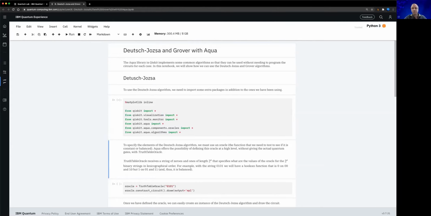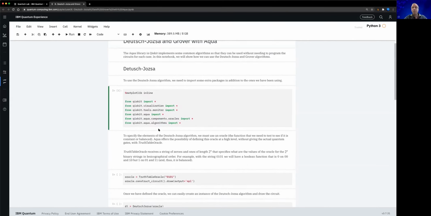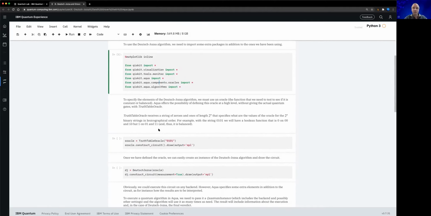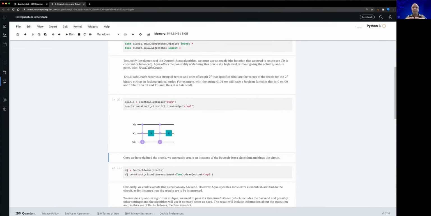And as always, I need to do some imports. You see here that now I'm including some functions, some procedures from Qiskit Aqua. Okay, and this is where we are going to have these algorithms and these circuits already programmed. And what this allows me to do is to define the oracles that we need for both the Deutsch-Jozsa and the Grover algorithm at a higher level. Okay, so for instance, remember that for the Deutsch-Jozsa algorithm, what we need is an oracle that implements a Boolean function that is either constant or balanced.